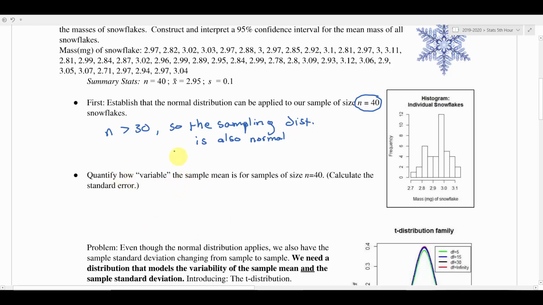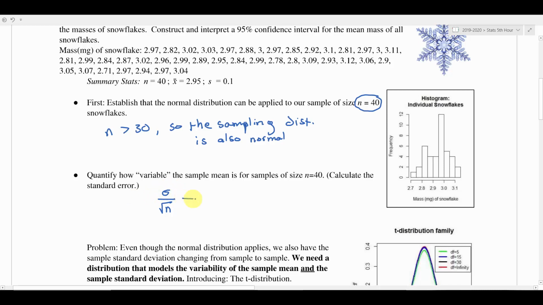Okay. And then it says quantify how variable the sample mean is for our sample of size 40. In other words, they want us to calculate the standard error here. So remember, our formula for calculating the standard error means that we have to take the population standard deviation and divide by the square root of the sample size. And we ran into this problem yesterday. This is the big key to everything with the t distribution. We don't know what this is. To know what this is, we would have to measure every snowflake in existence and find the standard deviation for every snowflake in existence. We're never going to know this piece of information.